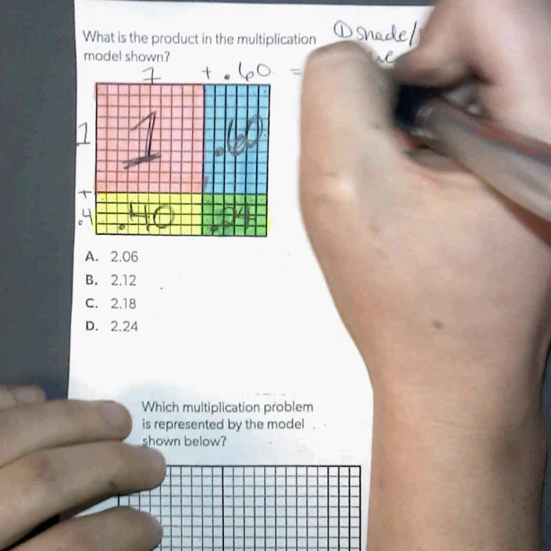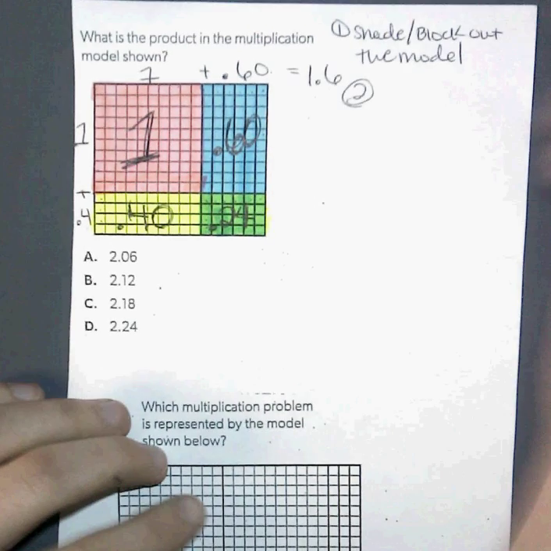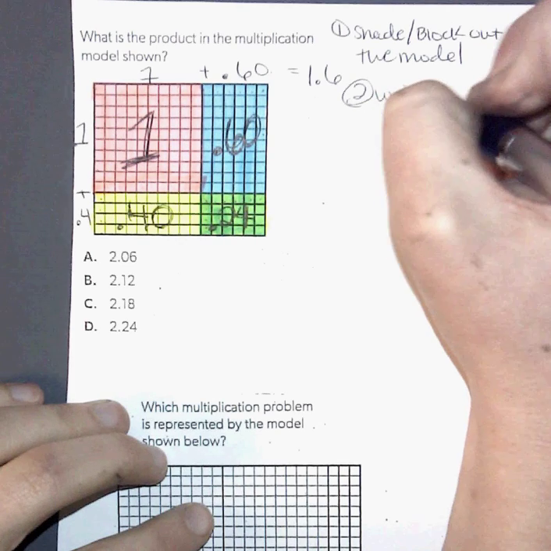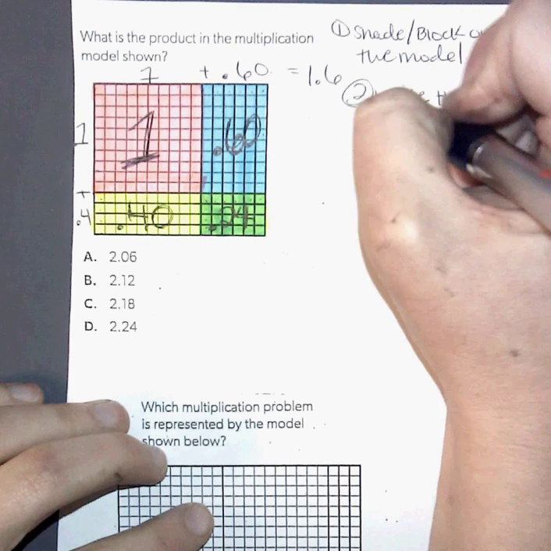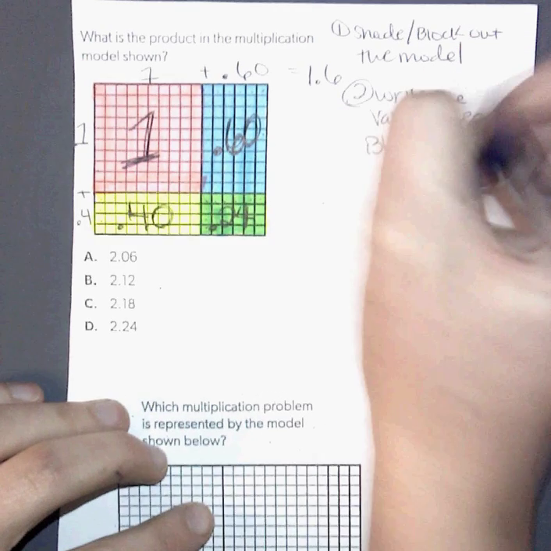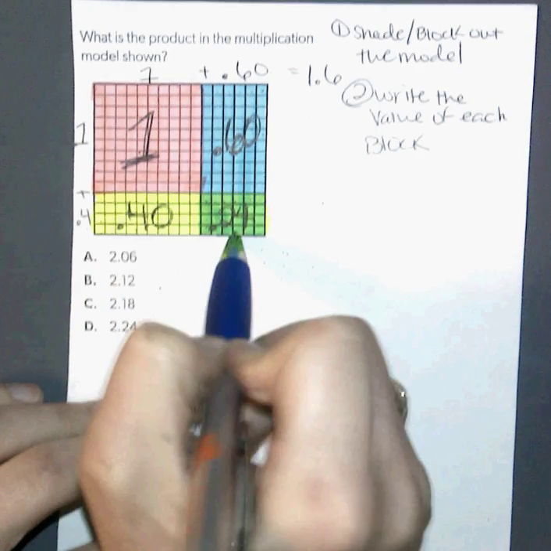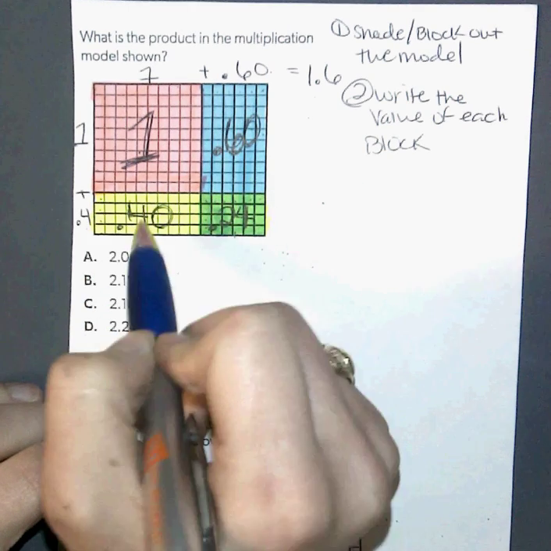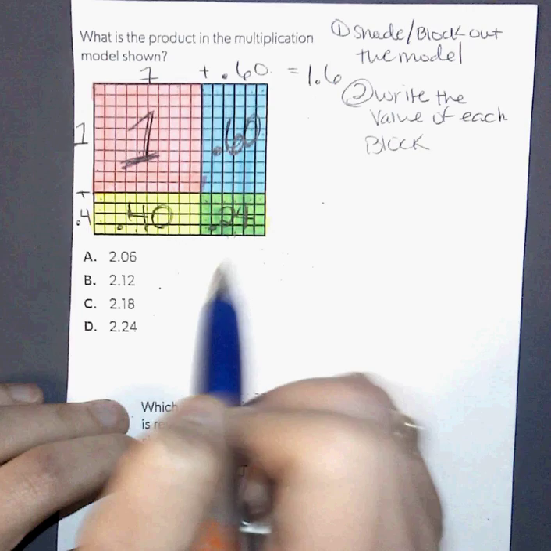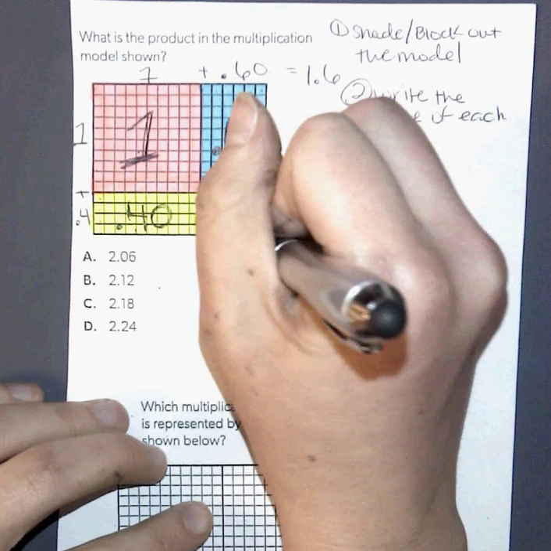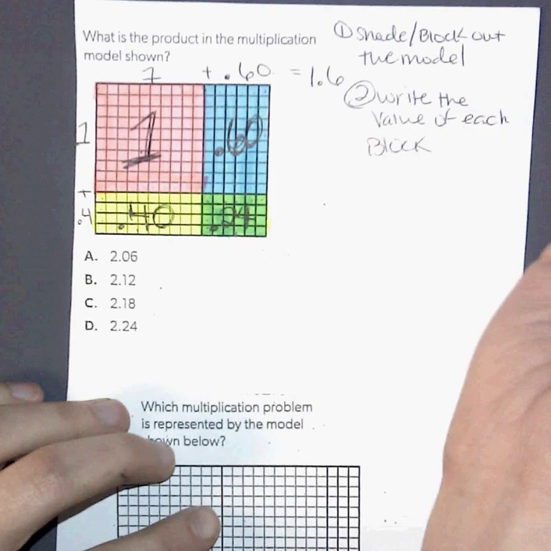All right, number 2. The second step was we wrote, or you need to write the value of each block. That is what I just did. I wrote the value in each block. 1 whole, 6 tenths, 4 tenths, and 24 tenths. Okay? I'm sorry, 24 hundredths. That's what I meant to say. I'm sorry.